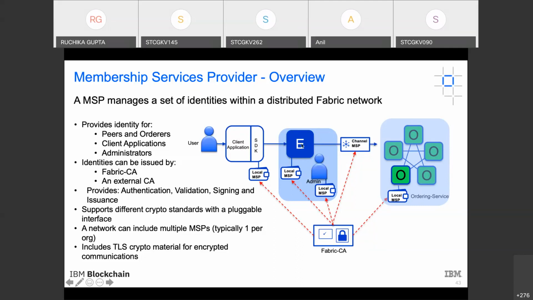When it comes to the endorsing peer, it is going to check whether the client who has sent the transaction for execution has the necessary permissions to do it. It will validate the certificates that the user has used to sign that transaction. Then it will execute the transaction, create the read-write set, and sign it with its certificate. And then when it goes to the ordering service, that is also going to check whether the transactions have been signed by a valid endorsing peer. So at each level, there are checks in place to ensure that there are no spurious identities being used anywhere in the transaction flow.